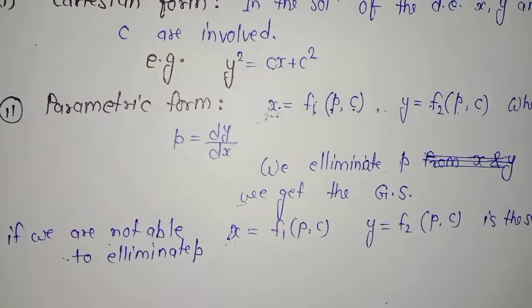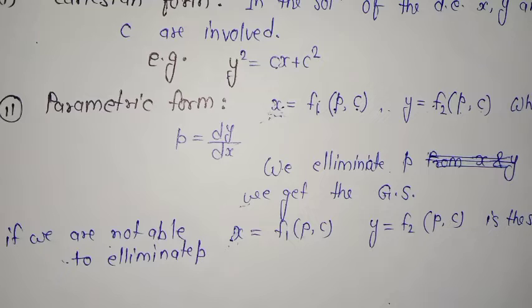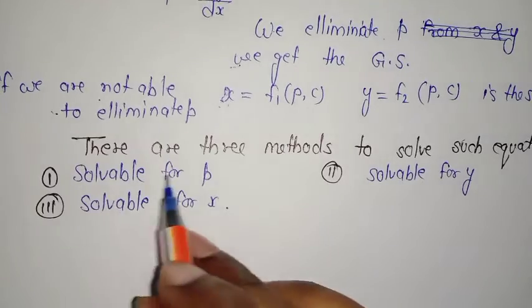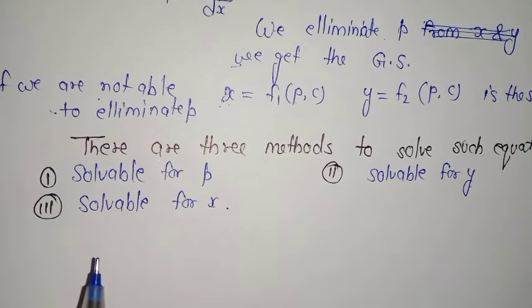So I will tell you three methods to solve such type of differential equation. Firstly, we will discuss solvable for P, and then we will discuss the equation solvable for Y, and then we will take the last and third method which is known as solvable for X. So I will discuss one method each day. Today I am going to take the first method which is known as solvable for P. So there are three methods, as I told you: solvable for P, solvable for Y, solvable for X. Now I am going to tell you how to solve a differential equation when it is solvable for P.